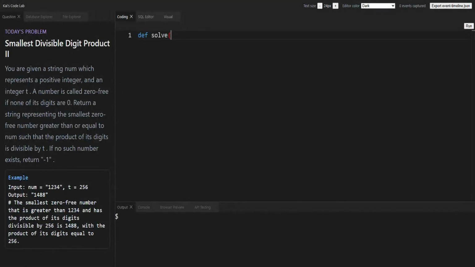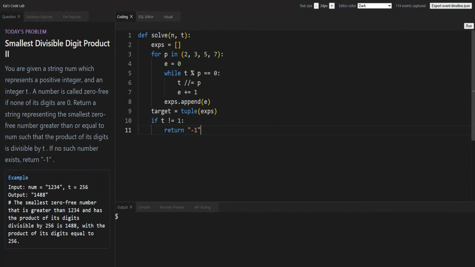We divide t by 2 as many times as it goes, then 3, then 5, then 7, counting each time. That count becomes our target tuple. If anything is left over after peeling off those 4 primes, no digit 1 through 9 can ever produce it, so we return -1 immediately. This is the impossible case handled in 3 lines.